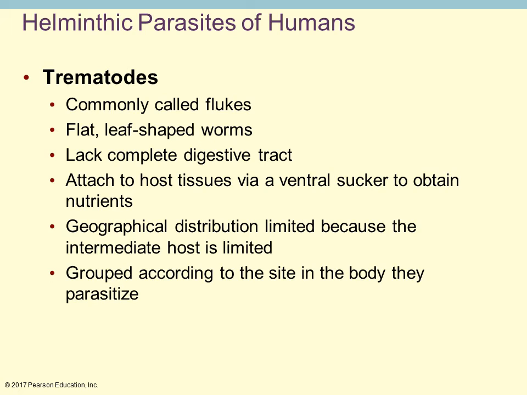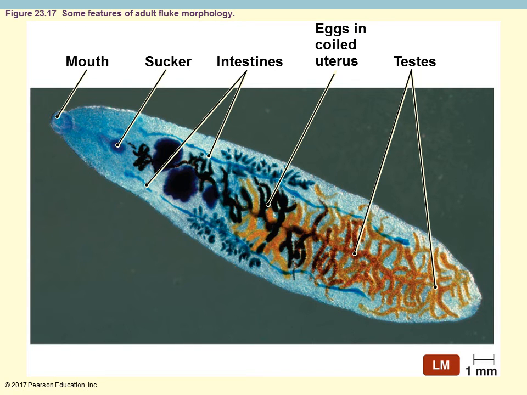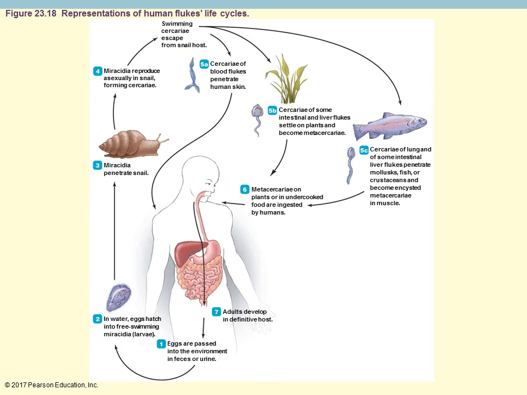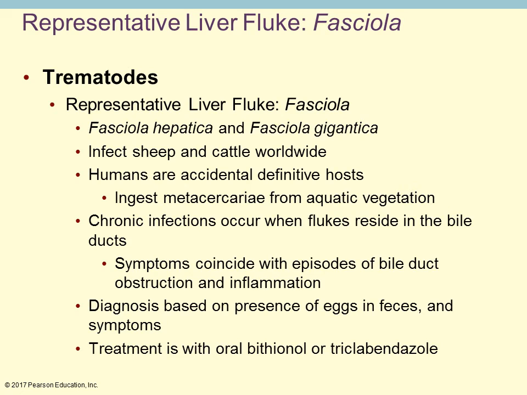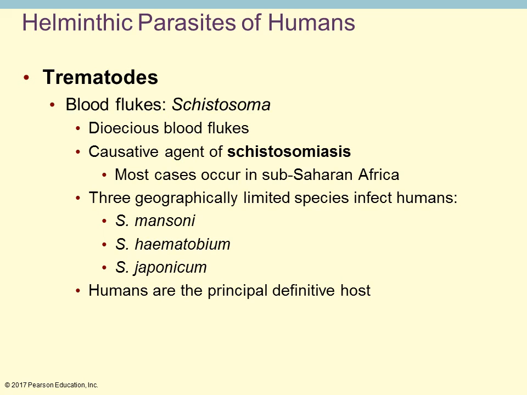Flukes are trematodes. These are also flatworms. They attach to the host by a sucker to get the nutrients. They're classified by where they attach. As you can see, the mouth is at one end. It's a broad worm. A liver fluke infects by residing in the liver, typically near the bile duct. You can treat with antibiotics.